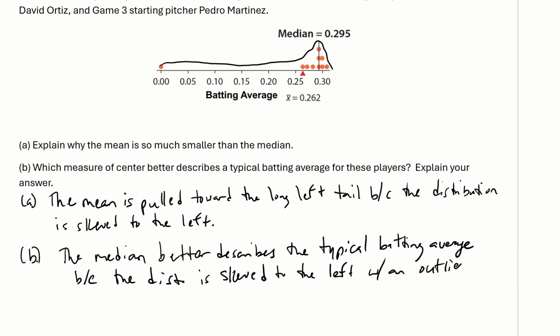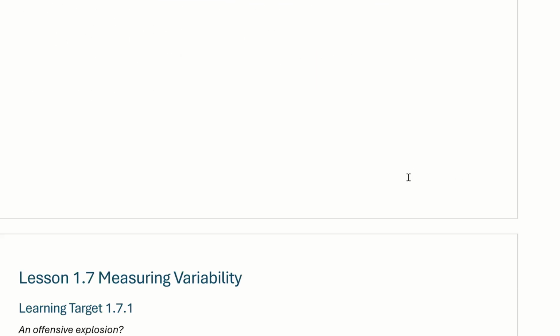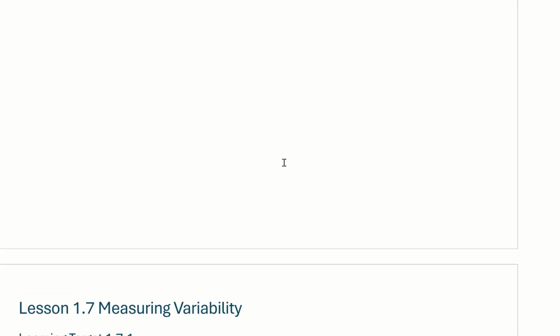All right, so anytime you have skewed distributions, you generally want to use the median versus the mean, right? Because the mean got pulled to the left because of the outlier, and therefore you don't want to use that to describe the typical batting average, okay? The median does a better job.